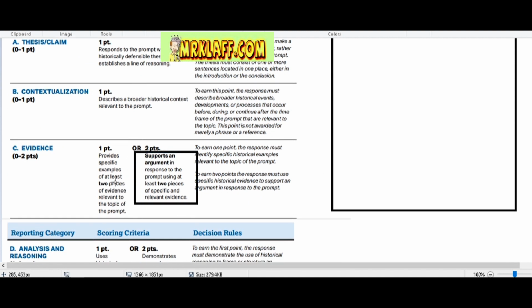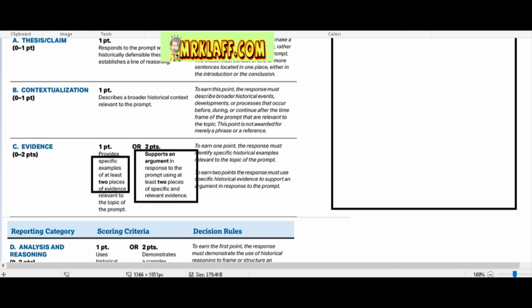See the difference between this? Provides examples of evidence. This one here supports the argument. So people say, well, what's the difference between 1 and 2? This one supports the argument. This one is 1. Same with the DBQ. If you don't support the argument, you're never getting the maximum of points.